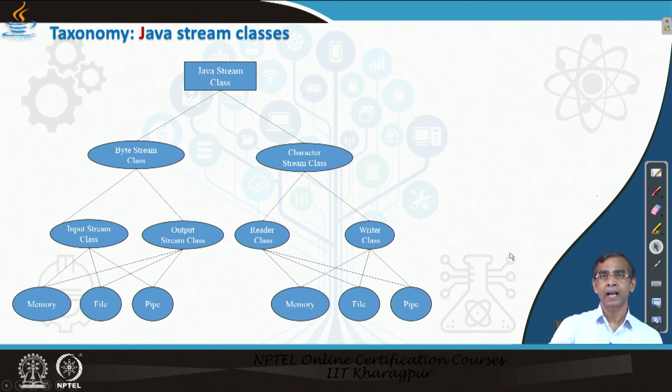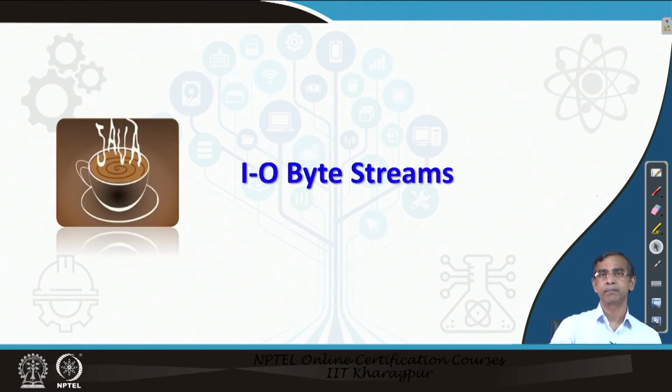So, these are the different class hierarchy from a bird's eye point of view. It is a very broad level classification. Now, let us have a little bit more detailed classification. For that, we can start with the input and output byte stream classes. What are the different classes there?